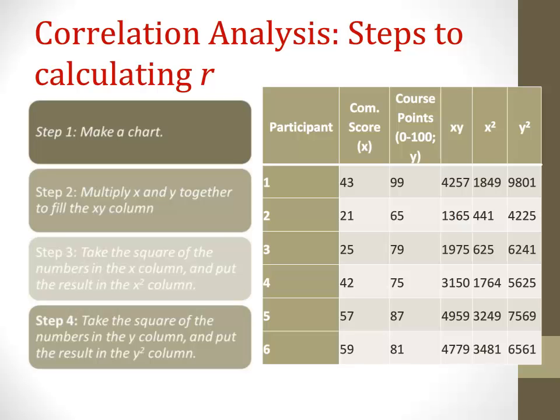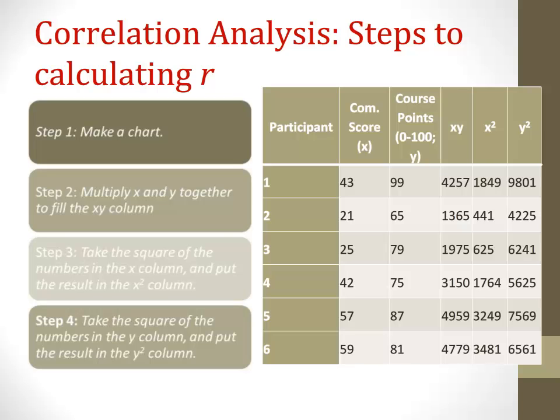Here you'll see that we have 3 columns: participants, community scores, and course points. And that we would want to add 3 more columns: XY, X squared, and Y squared. After the chart is set up, we then want to fill in XY, X squared, and Y squared.